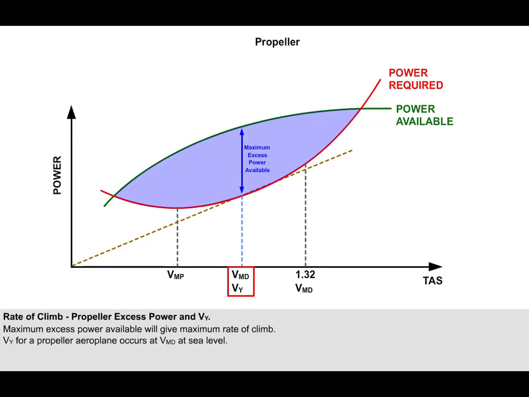It is important to remember where Vy is found for both jet and propeller aeroplanes. For example, looking at the graph, it can be seen that if a propeller aeroplane were climbing at a speed equal to VMP and then selected a slightly higher speed, the excess power would increase and the rate of climb would increase. It is easy to see how speed changes affect both excess power and the rate of climb when the graph is used. Try and become aware of what the graphs look like so that you can use them to your advantage in test situations.